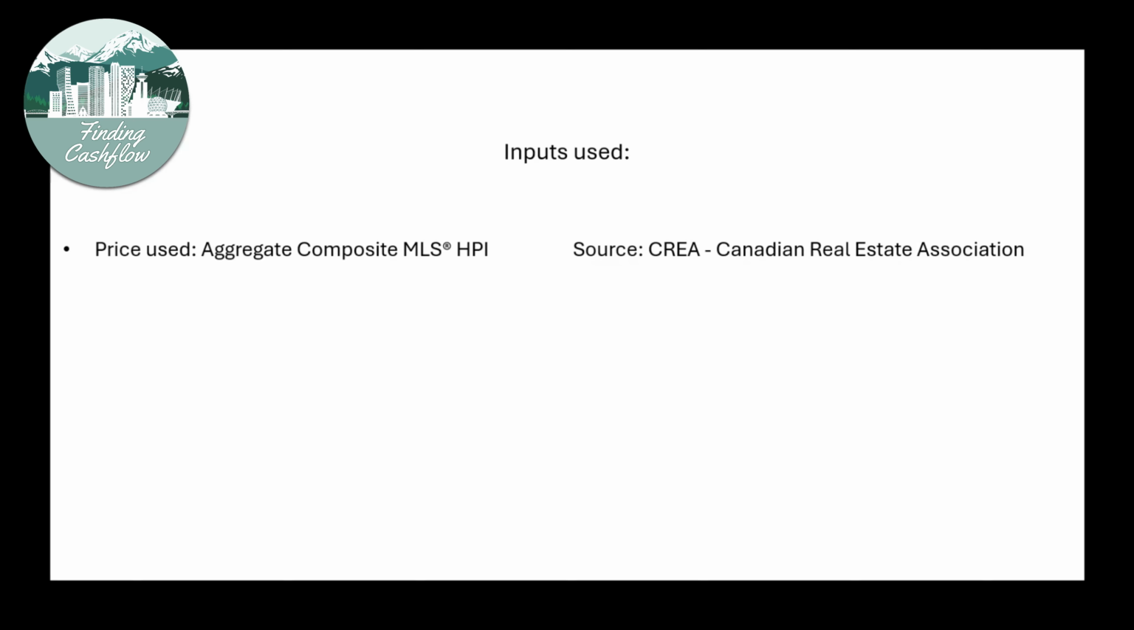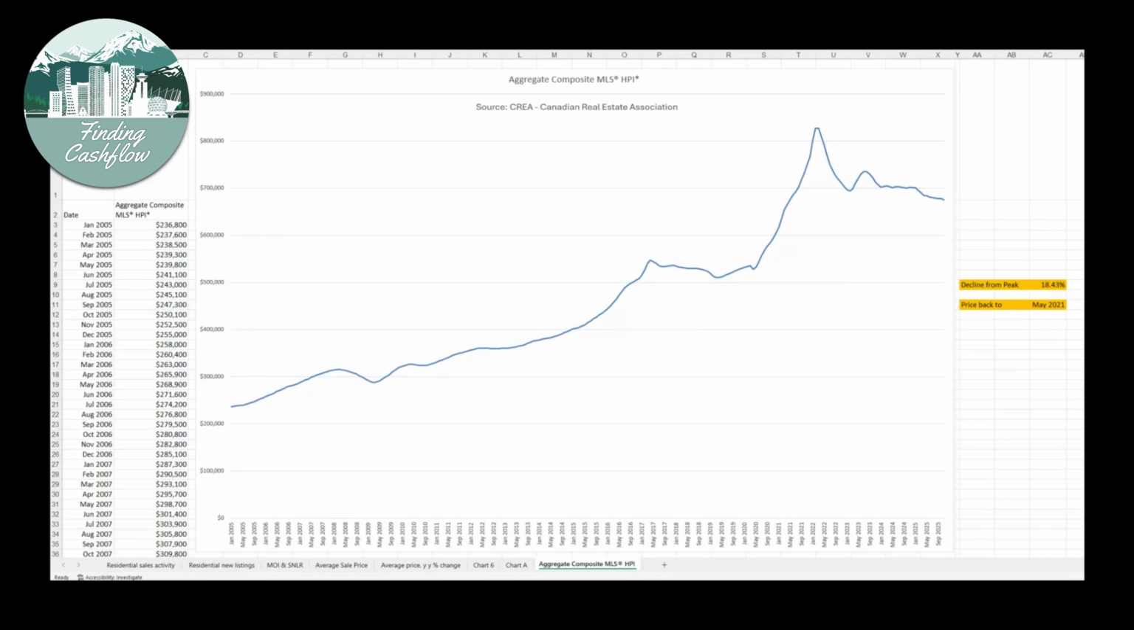Firstly, I use the aggregate composite MLS HPI home price index from CREA, the Canadian Real Estate Association. Here is the HPI from CREA graphed out in Excel. And we can see that the HPI, the home price index, peaked in Canada in early 2022, and that we're down over 18% from the peak since then.